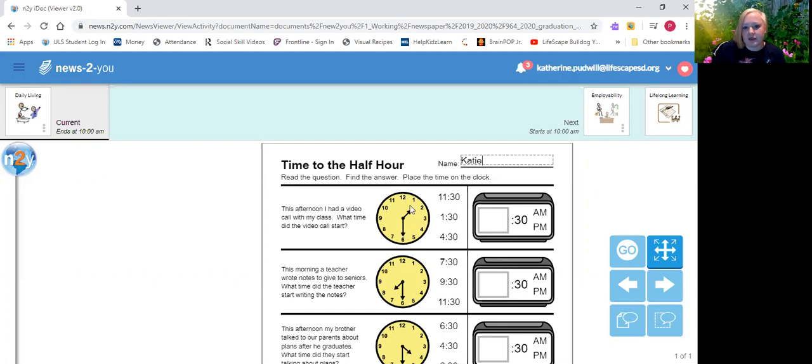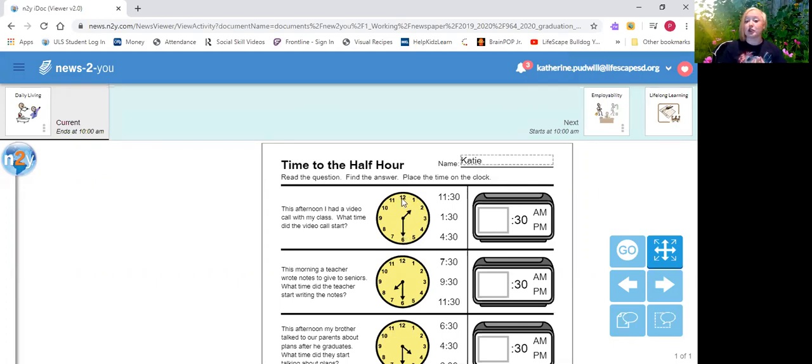We're going to practice skip counting around the clock. Remember, the 12 is 0 minutes. And we go 5, 10, 15, 20, 25, 30. The long hand is pointing at 6, and we are halfway through the hour.